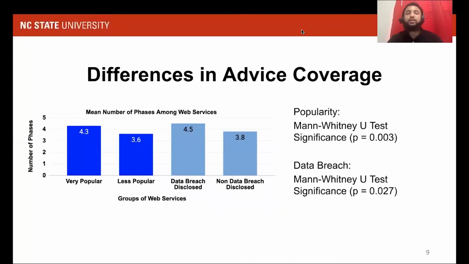Lastly, we look to see at the differences in the advice coverage among different groups of web services. We first see that very popular web services covered approximately 19% more of phases for account remediation in their advice as compared to less popular web services. We also find that web services that have publicly disclosed a data breach covered approximately 18% more phases of account remediation in their advice as compared to web services that have not publicly disclosed a data breach.